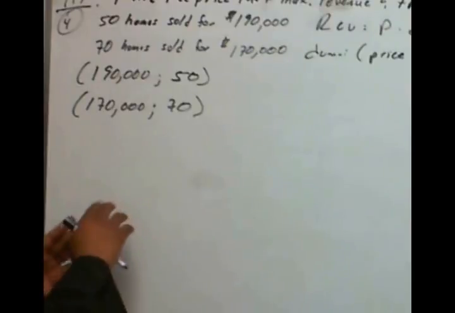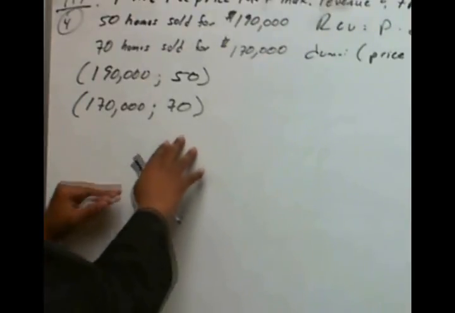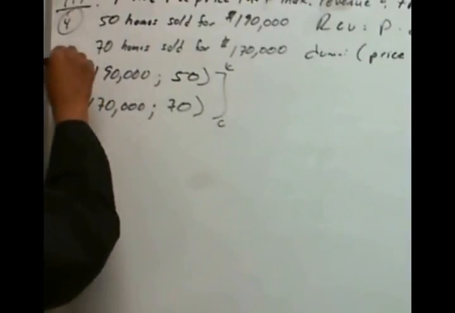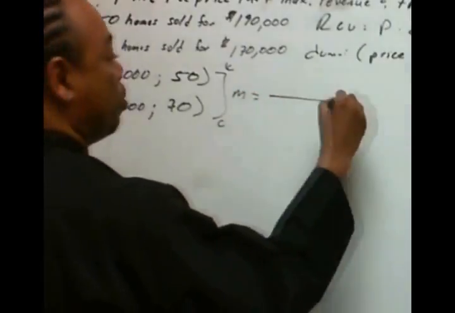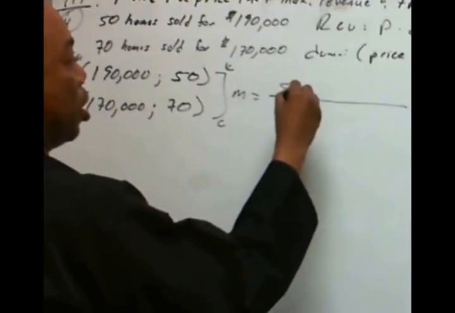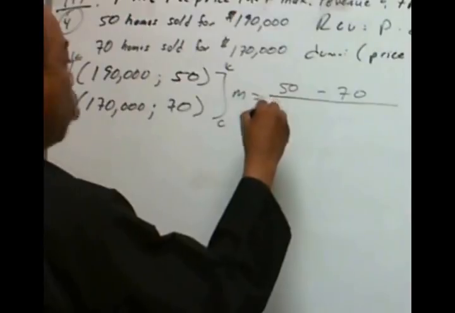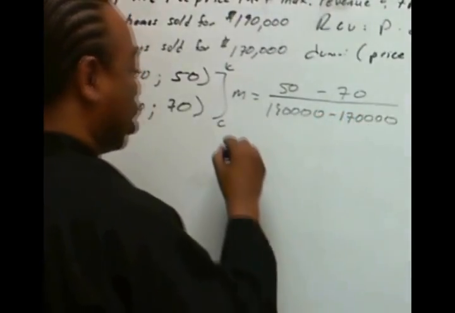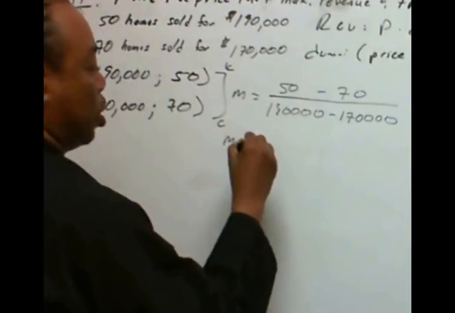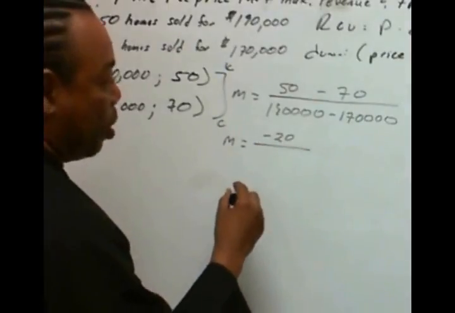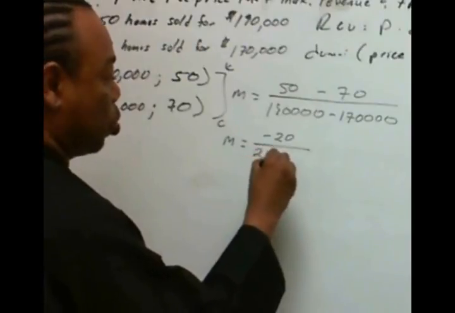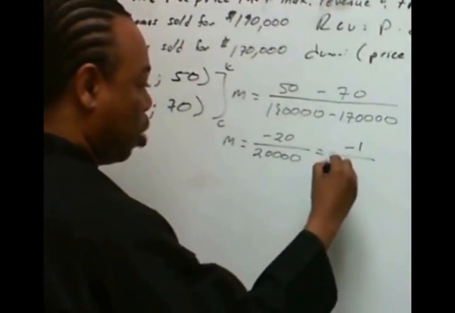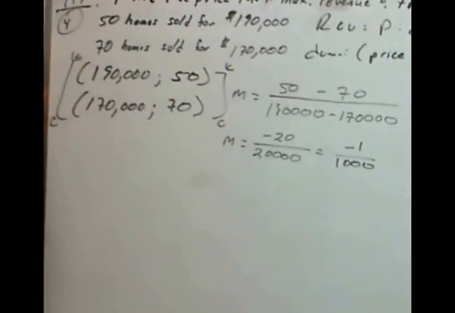I want to find the linear demand equation from this, so I'm going to need a slope. Let's do a keep and change to find the slope. So we have 50 minus 70, and that's all over 190,000 minus 170,000. Let's simplify this. I'm going to have negative 20 on top, and 20,000 on the bottom. I'm going to simplify that further. The zeros will cancel out and the 2's will cancel, and I'll be left with a negative 1 over 1,000. So that's my slope.